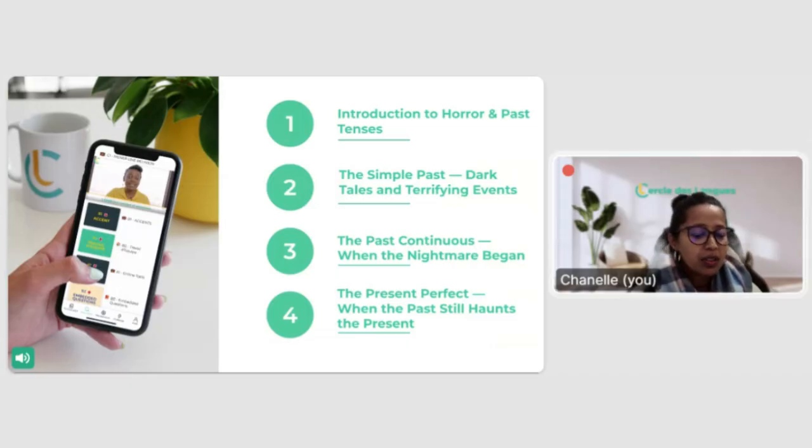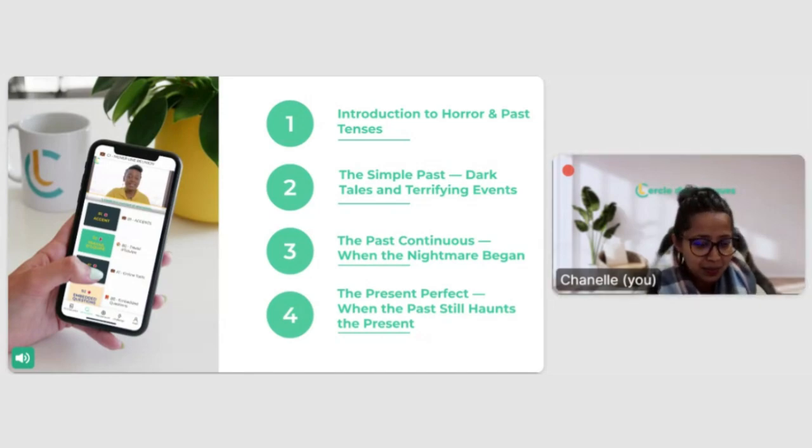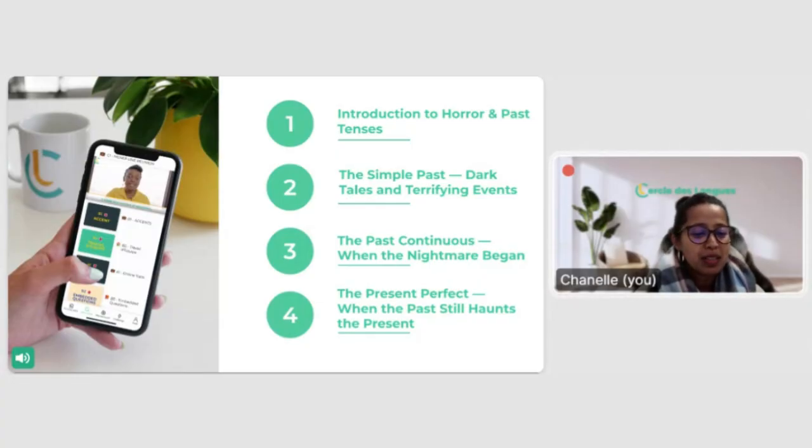This evening's conference will have 4 parts. We will look at an introduction to horror and past tense. The second is the simple past: dark tales and terrifying events. The third is the past continuous, themed when the nightmare begins. And for the fourth part, the present perfect, when the past still haunts the present.